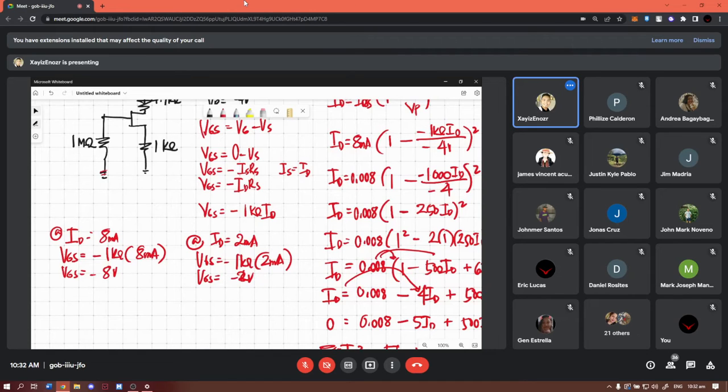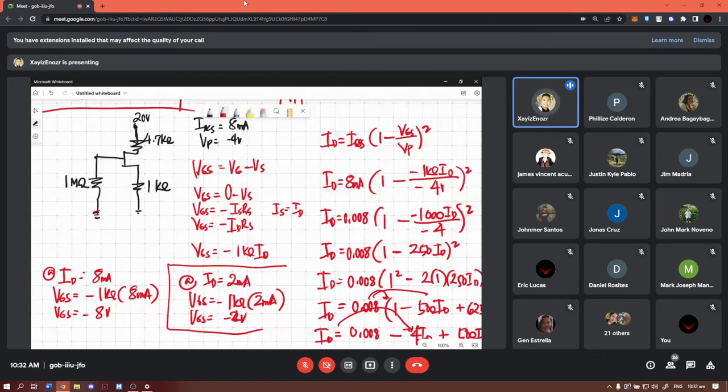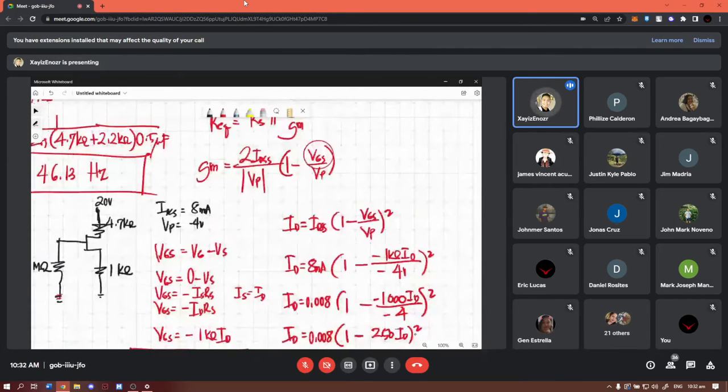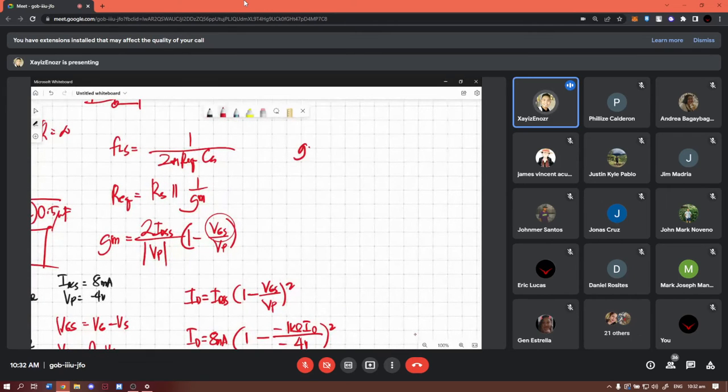So, sa absolute values, mababa si negative 2 volts. So, ito yung ating ID, and VGS natin is negative 2 volts. So, therefore, dito, we can now determine our GM. So, GM is equal to 2 IDSS, 8 milliamperes, over absolute value of negative 4 volts, times 1 minus VGS, which is negative 2 volts, over negative 4.